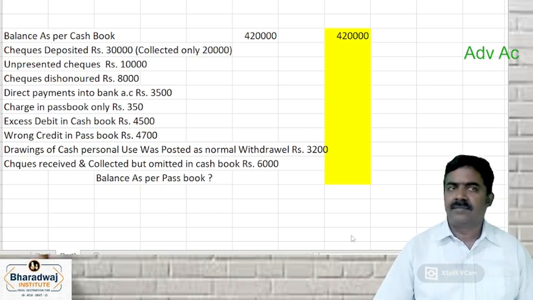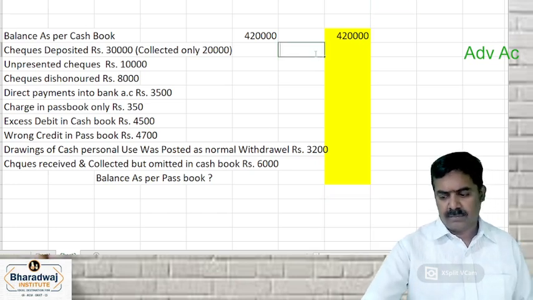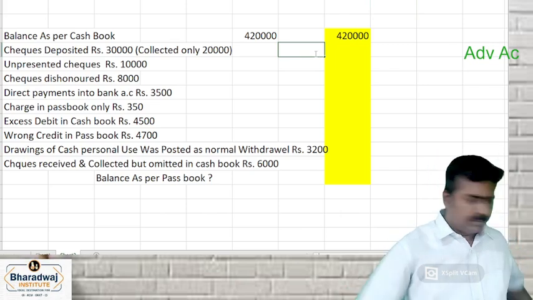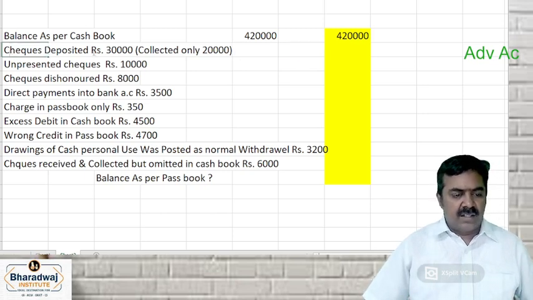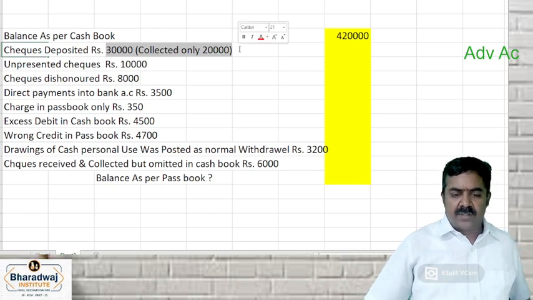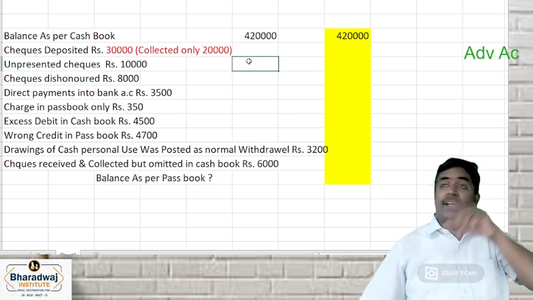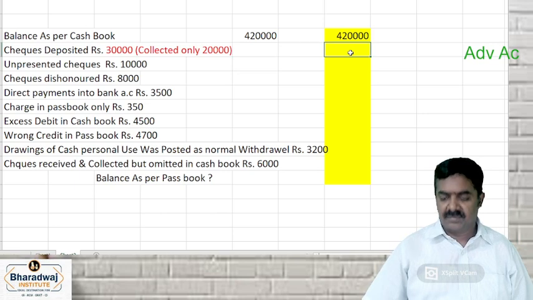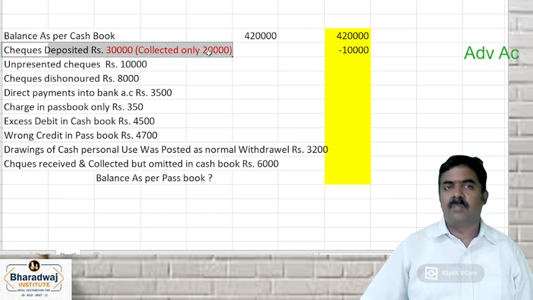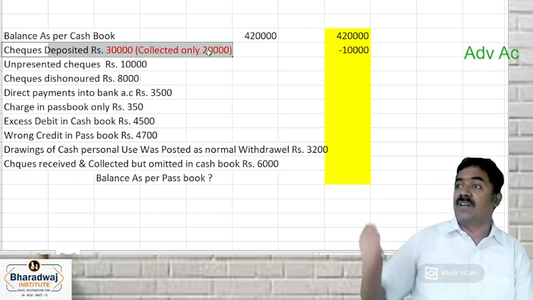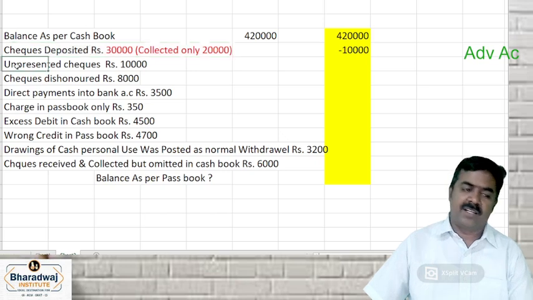Checks deposited 30,000, but we collected only 20,000. We have added 30,000. The bank added only what? 20,000. Now what to do? Minus 10,000. We added 30,000, the banker has added only 20,000. So how much is not added by the bank? We have added 10,000 more, so eliminate it to get the other party's balance.